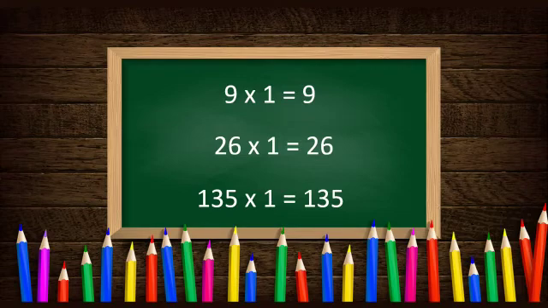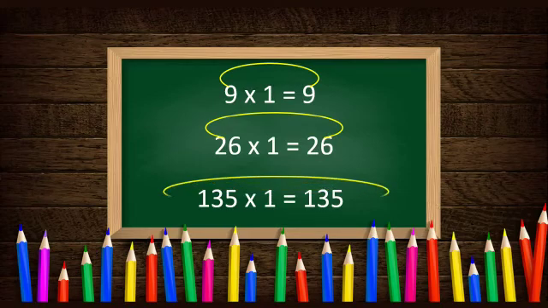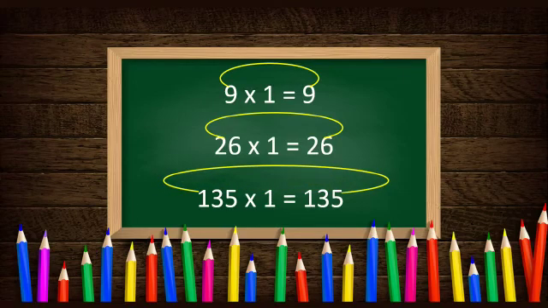As here you can see that after multiplying any number by 1, we get the number itself as the product. See, if we multiply 9 by 1, we got 9. If we have multiplied 26 by 1, we got 26. When we multiplied 135 by 1, we got the answer 135. So this is called multiplicative property of 1.